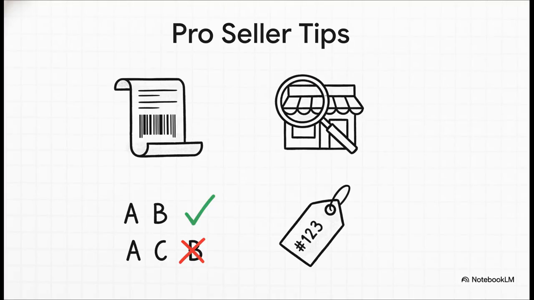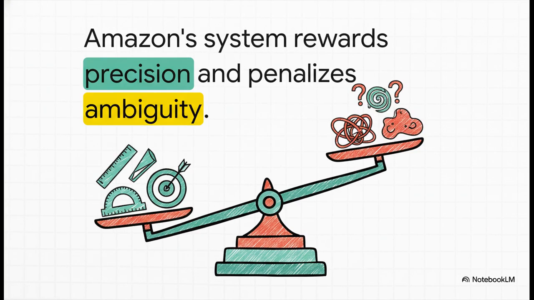And these are the proactive habits that will save you so much headache. Always start with your official GS1 data. Always search for an ASIN before you even think about creating a new one. And just be fanatical about getting exact spelling and specific model numbers. This is how you avoid these error codes completely. Look, if you remember just one single thing from this whole explainer, let it be this. Amazon's system is built from the ground up to reward precision and to penalize ambiguity. Be accurate, be specific, and the system will start working for you instead of against you.